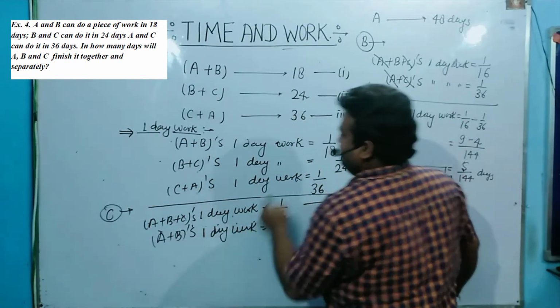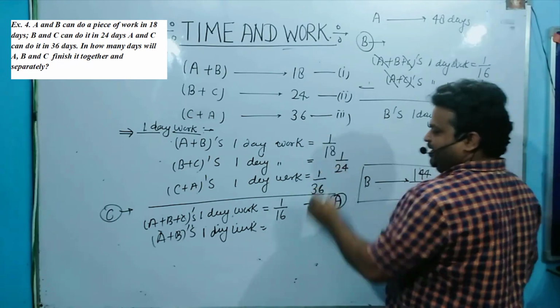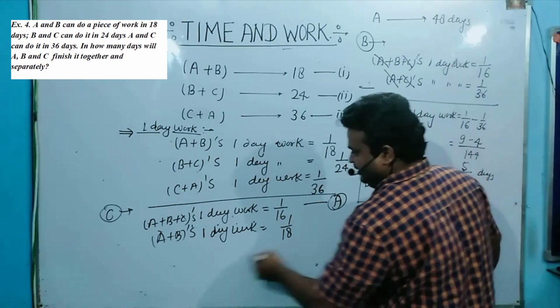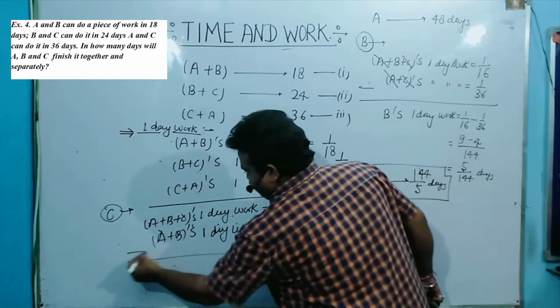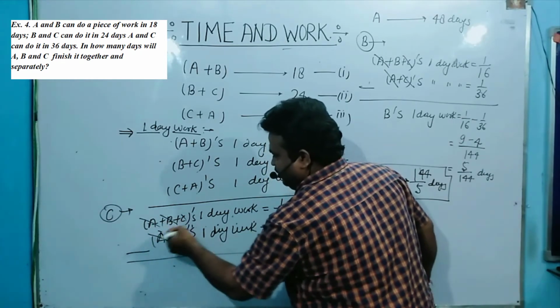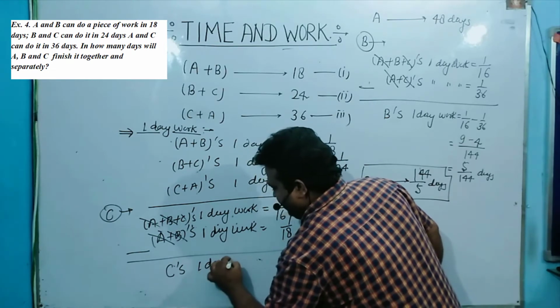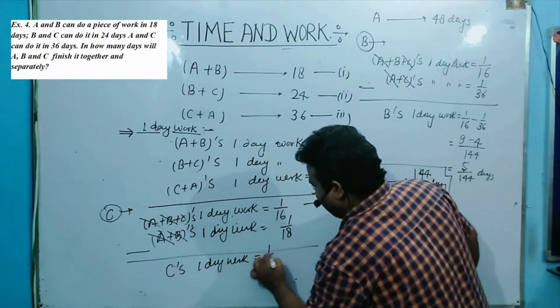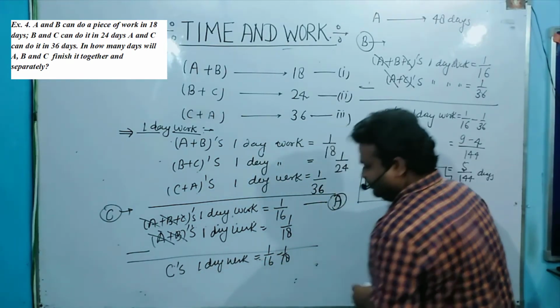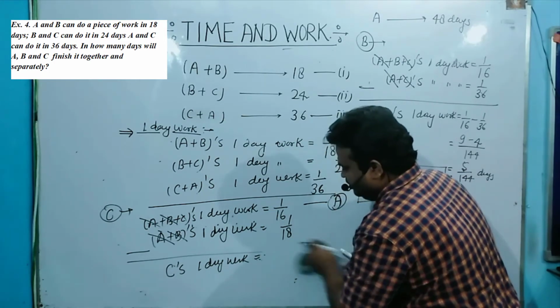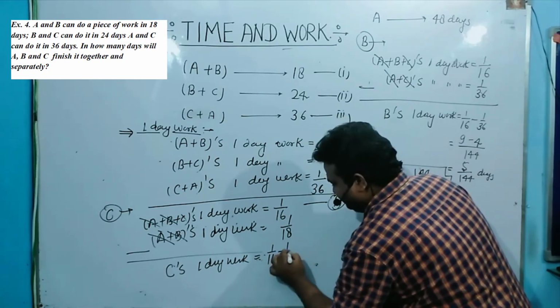So what is A plus B's one day work? It is given to you, 1 by 18. So I put over here 1 by 18. Now you simply subtract the equations. A and A gone, B and B gone, you are left with C only. So C's one day work is how much? 1 by 16 minus 1 by 18.